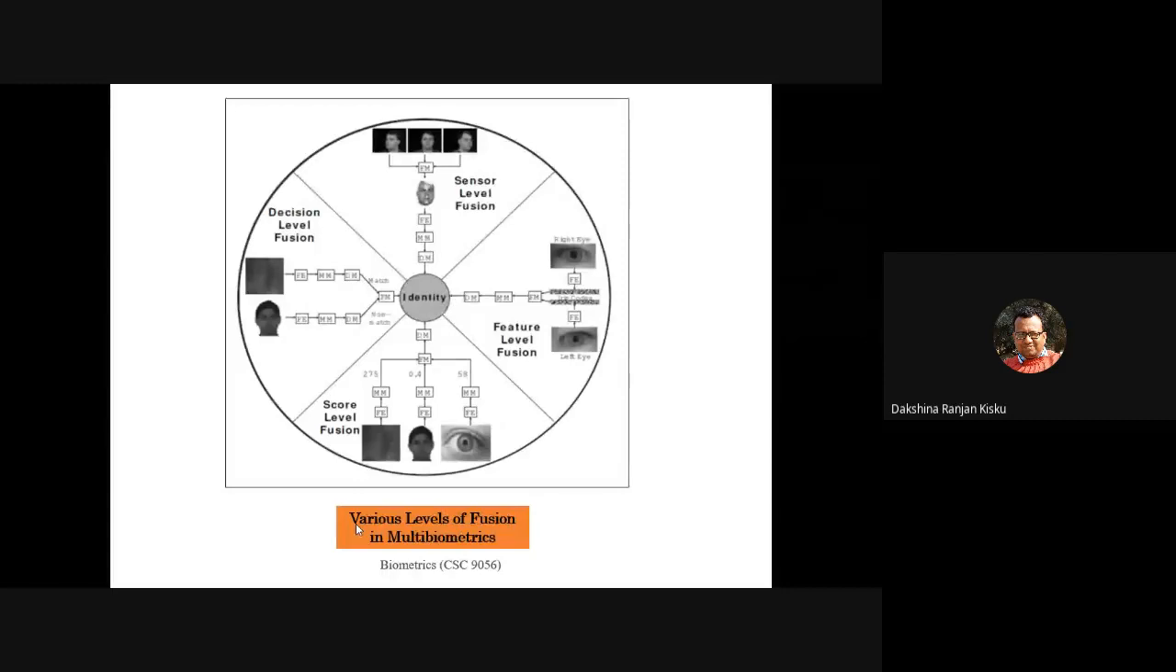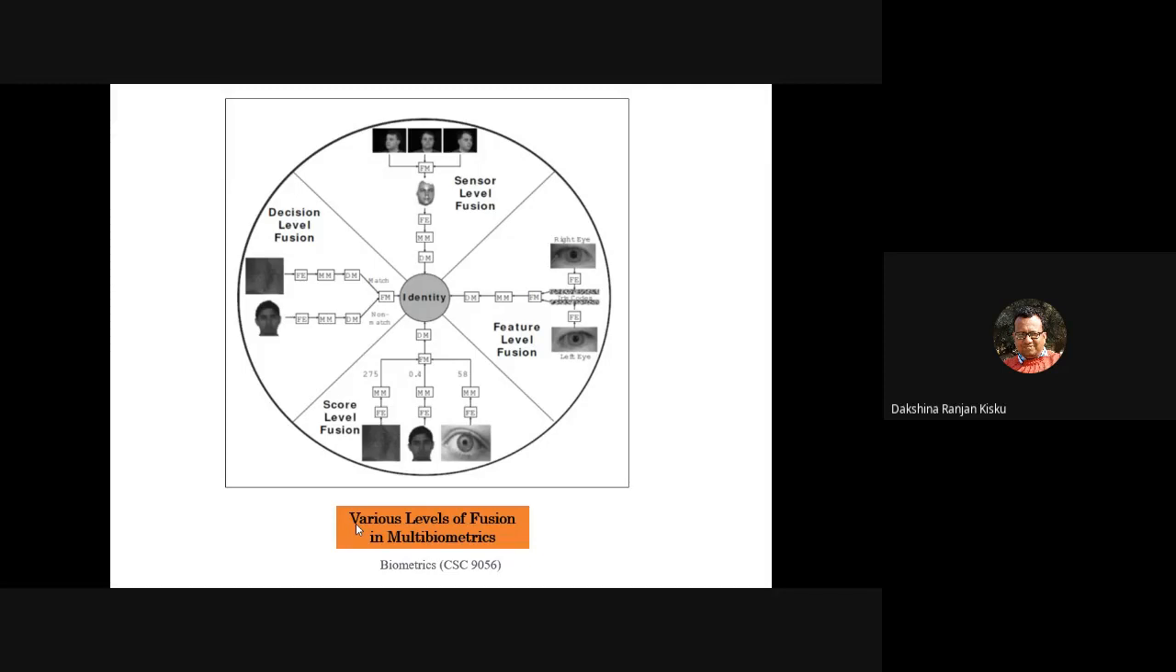And finally, we can have the rank level fusion. In the rank level fusion, we fuse the ranks obtained from different biometric identification systems. So in the rank level fusion, we basically obtain a consensus rank. Consensus rank means the consolidated rank that infers the identity of the person. By that consensus rank, we can identify some unknown person or unknown subject more accurately than the individual identification systems. If the individual identification systems fail to identify the unknown person or unknown subject, then we will take the help of the consensus rank.